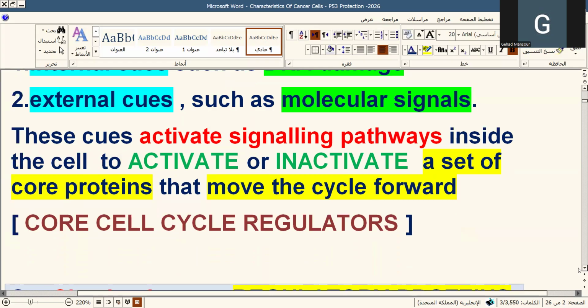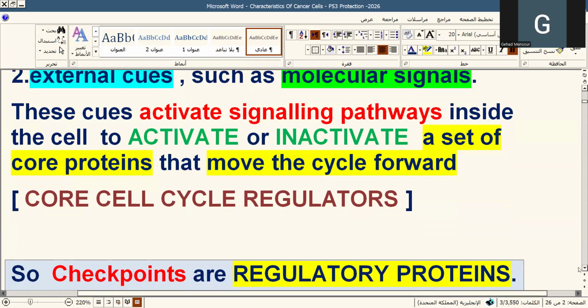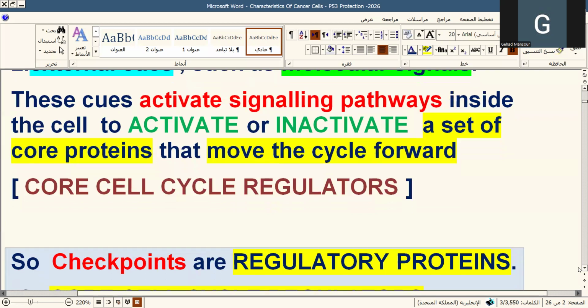And why are we arresting the cell cycle in this condition? We are trying to gain time in order to correct this damage. But there are also external cues coming from outside the cell, like molecular signals that tell the cell about the external environment, and that also affect the decision of the regulatory proteins as to whether the cell will continue or will be arrested in the cell cycle.